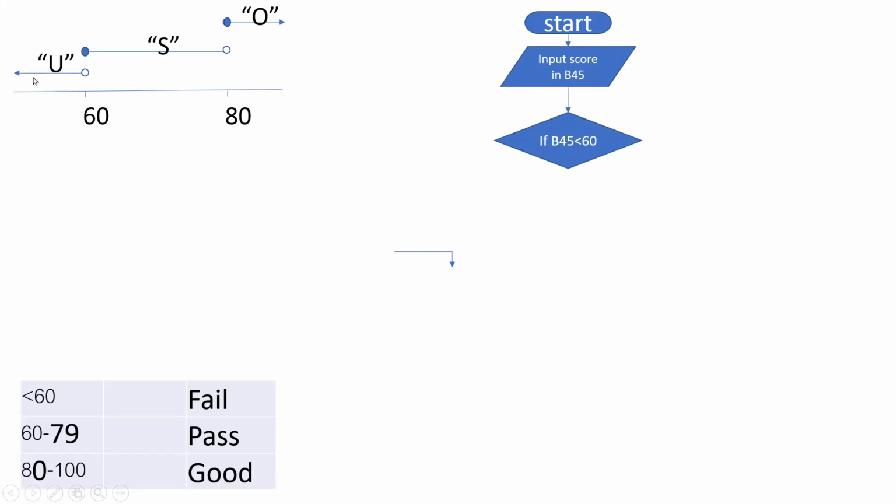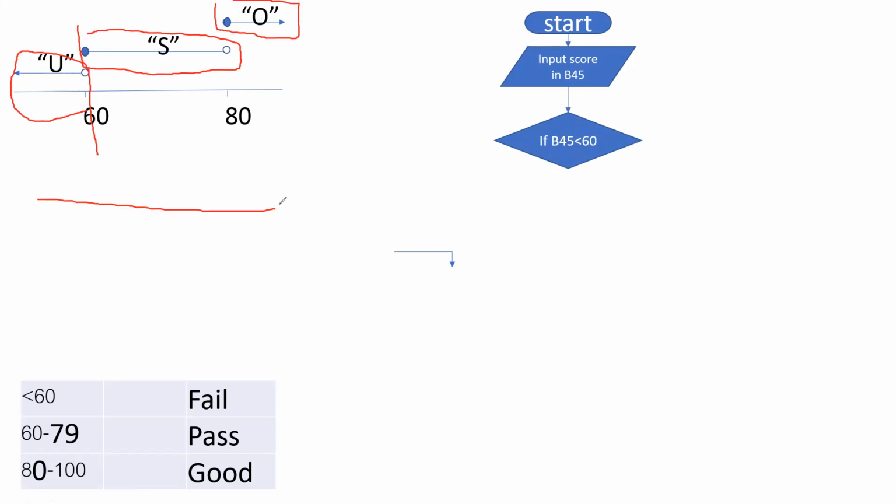Let me tell you the tips. You can see that in this example we have 3 different grades, U, S, and O. When you start checking, you may start from the left, the leftmost one, then you go to the middle one and then you go to the rightmost one. The direction is from left to right. This is one way.